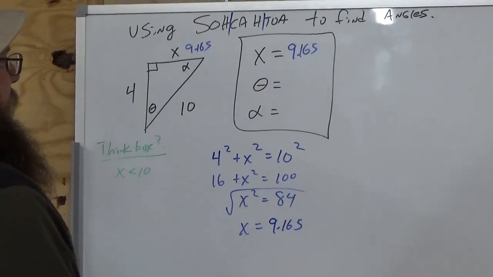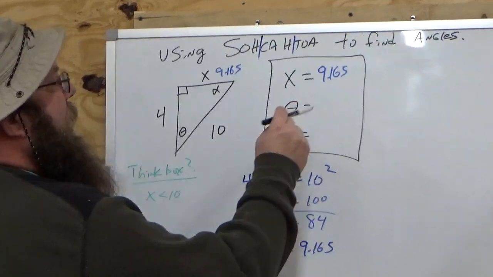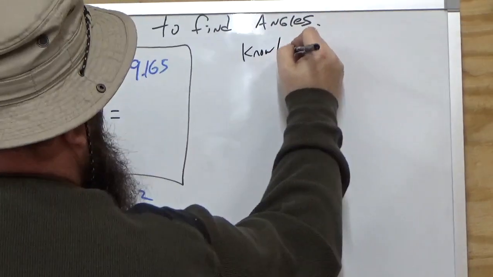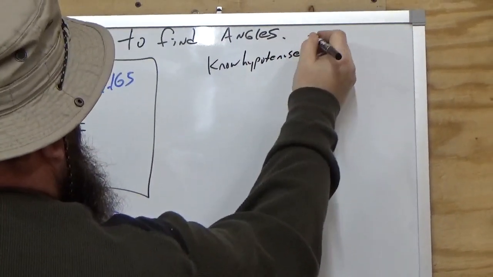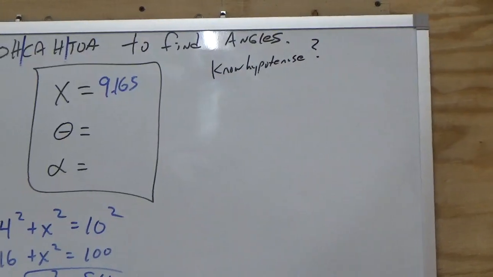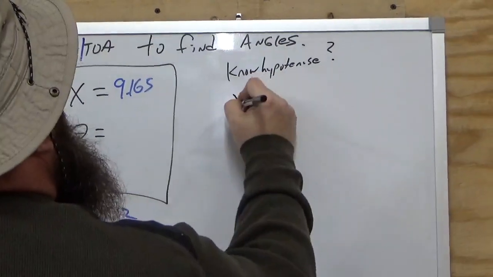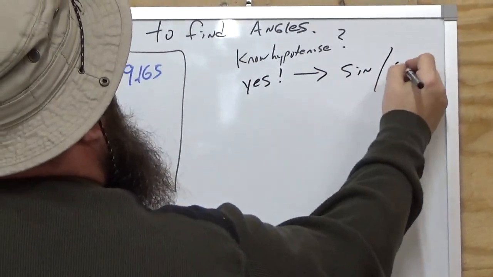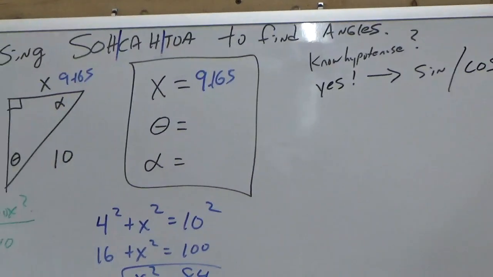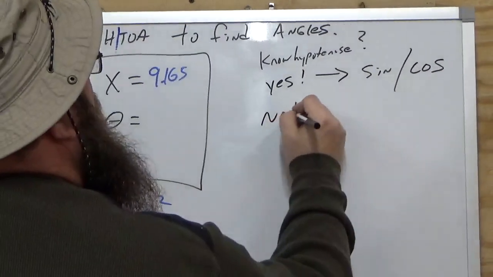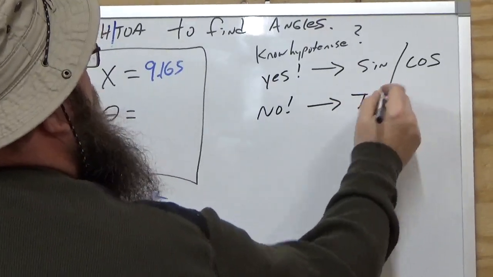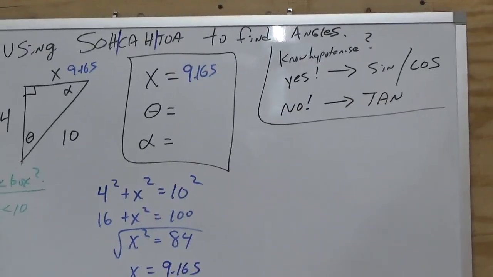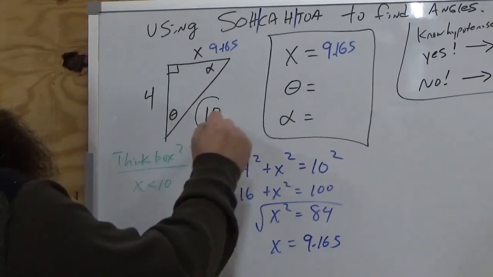We're going to set up SOHCAHTOA. Folks, when I set up SOHCAHTOA for here, my first question is, do I know the hypotenuse? In this case, the answer is yes. That means I'm going to use either sine or cosine. If the answer is no, you have to use tangent. That's how you decide which one to use. So in this case, I know the hypotenuse is 10.